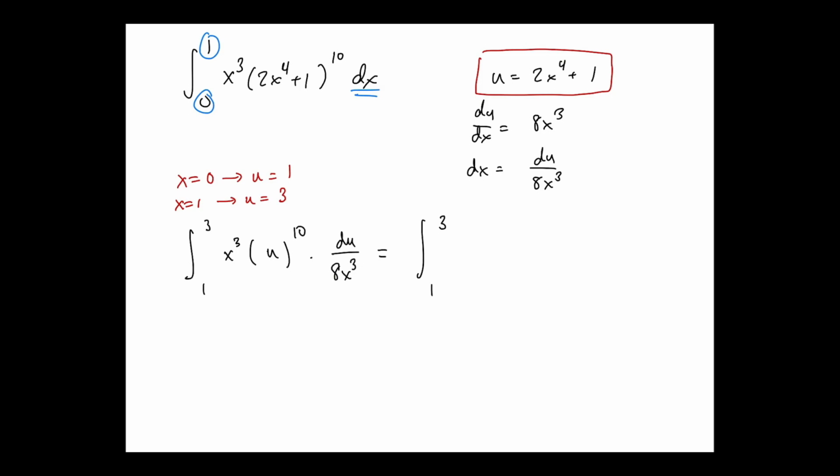Okay, so I've made the substitution, and now what? Does everything simplify correctly? By which I mean, when I cancel those x cubes, do I have anything left that's in terms of x? No, everything that's left is just in terms of u. So that's nice. That means that we've done the substitution correctly. And so then what do we get? We get 1/8 u to the 10th du. Good?